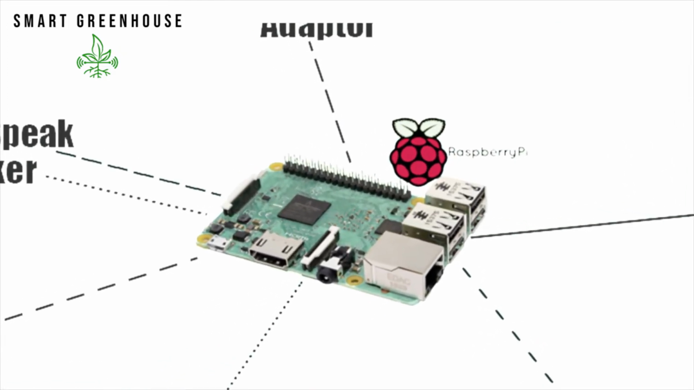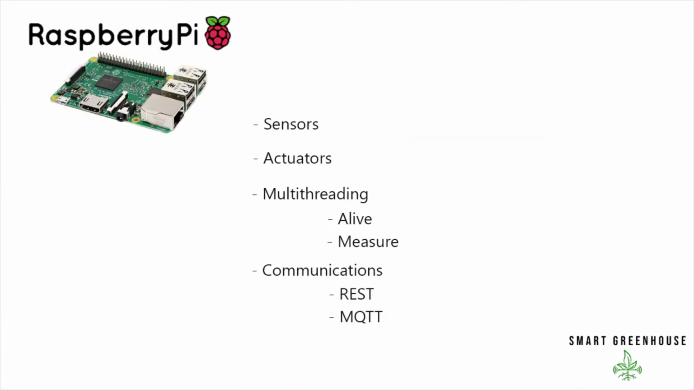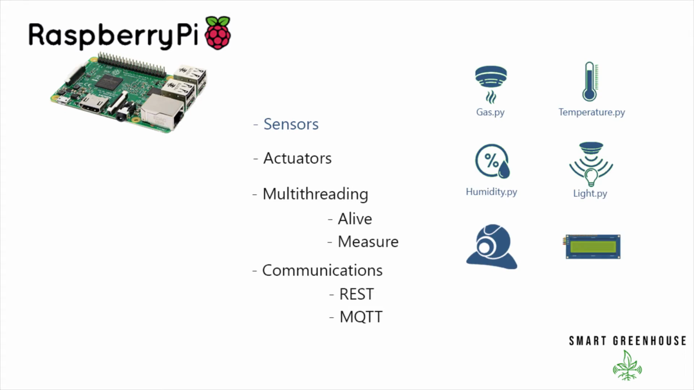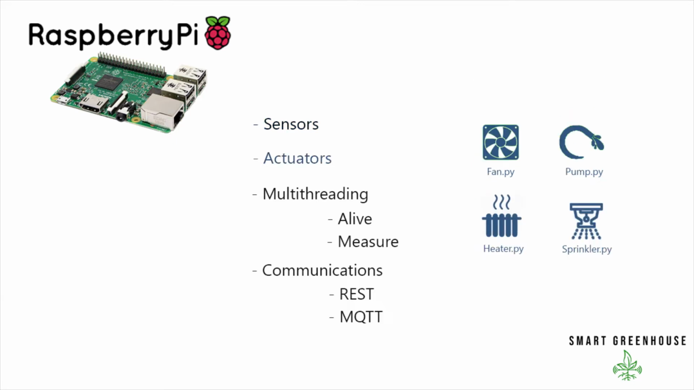A number of sensors and actuators are connected to the Raspberry. In particular, we have gas detection, air temperature and humidity, light intensity, and a camera, while the actuators are a fan, a water pump, a heater, and a sprinkler for the air humidity.